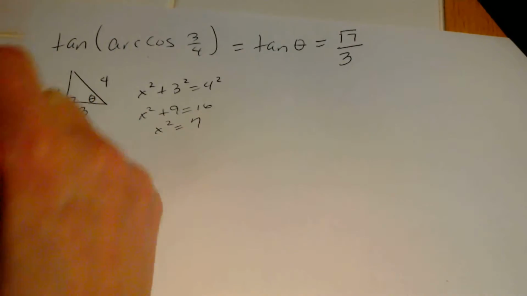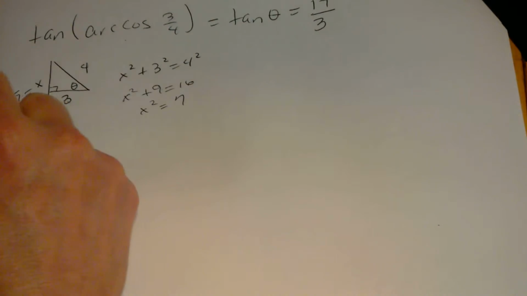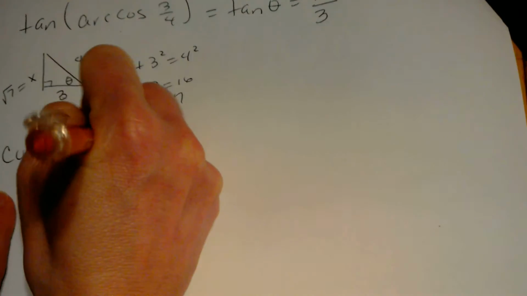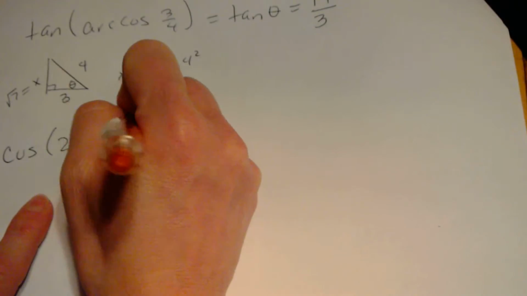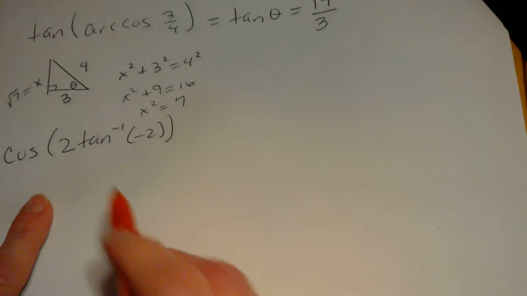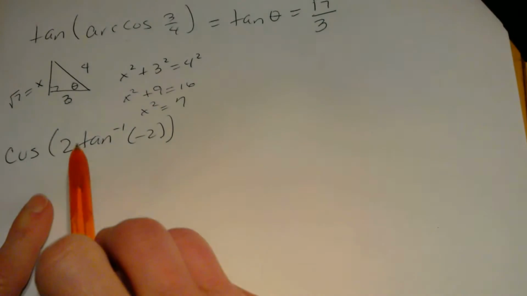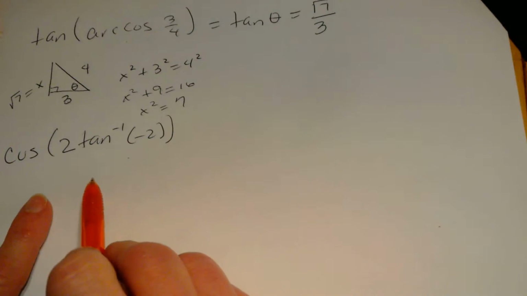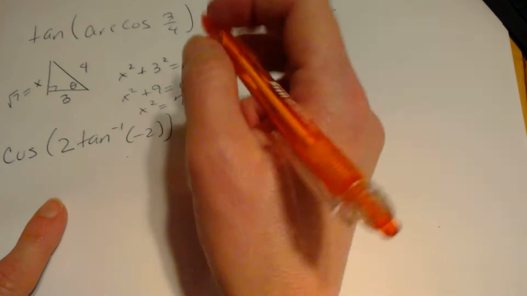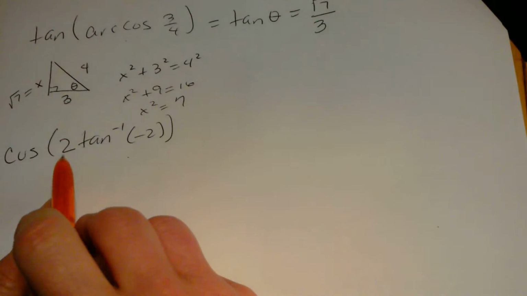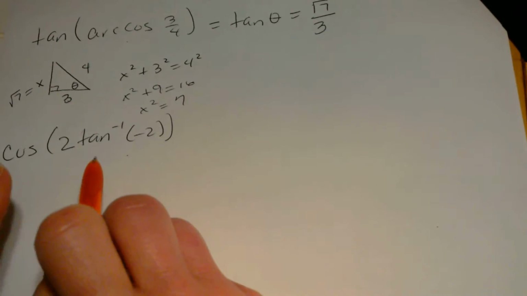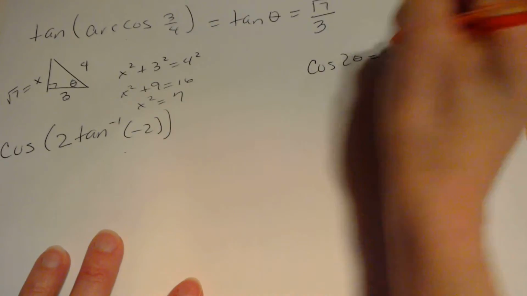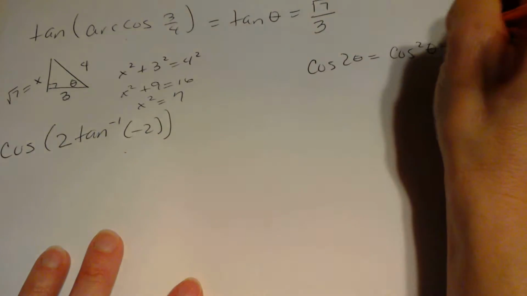What if I wanted the cosine of 2 times the inverse tangent of -2. Okay, so we're doing the same thing. We're going to say, what is the cosine of 2 times this angle? Let's use the double angle, and we can remember that cosine of 2 theta is cosine squared theta minus sine squared theta.